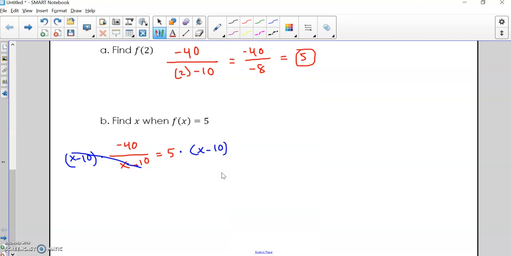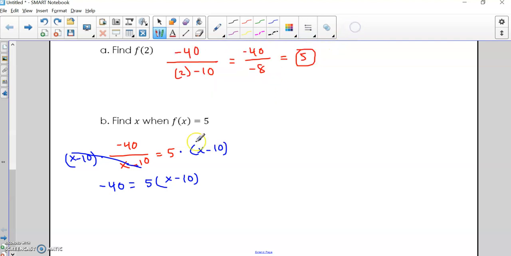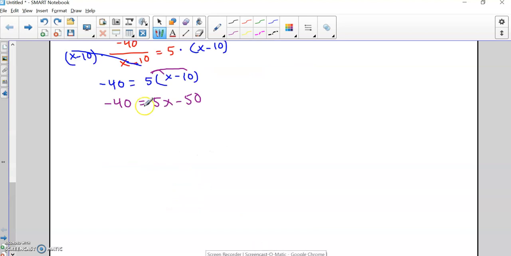Okay, once you do that, you then have a much simpler looking problem that looks a lot like the stuff we did at the top of the page. Okay, so now we can go ahead and do our good old distribution. Okay, so negative 40 equals 5x minus 50. And remember, we're now on a journey to get x by itself, so it would be wise to add 50 to both sides.